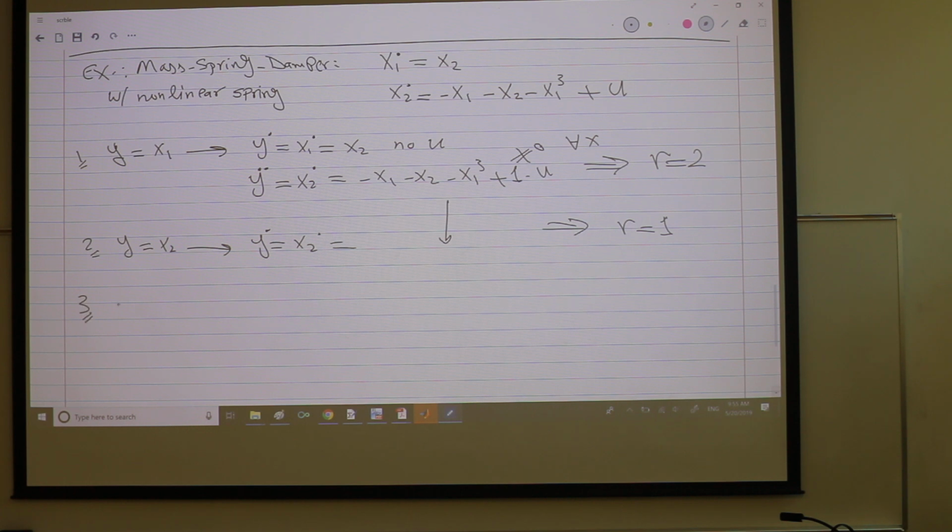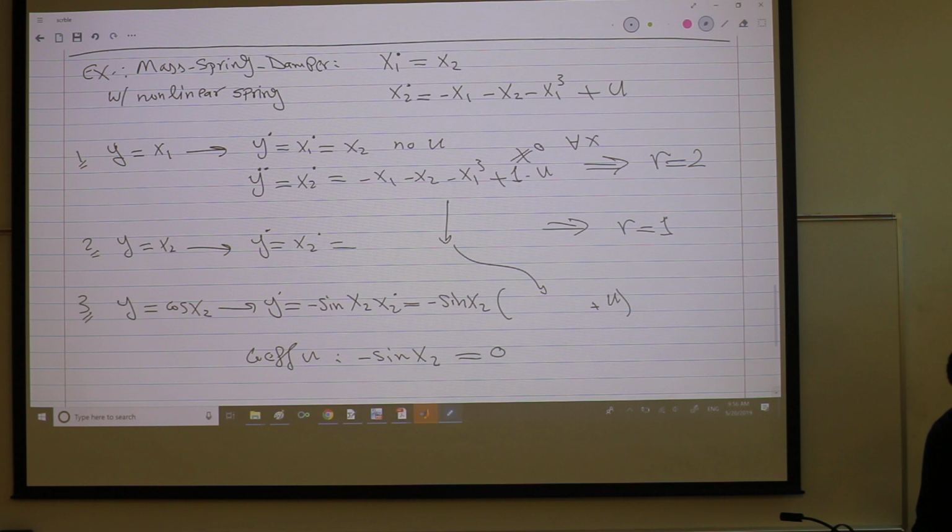Let's say the output is some function of x2. That's okay. So y dot is negative sine x2 times x2 dot. So it's negative sine x2 times this guy. The coefficient of u, I have here plus u. The coefficient of u is negative sine x2, right? Which is 0 for all x2 that is n times pi, n is an integer. Yeah.